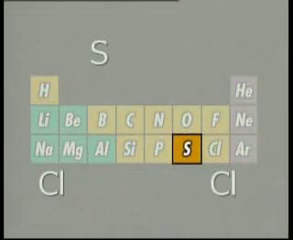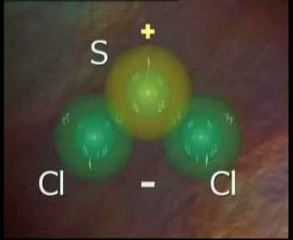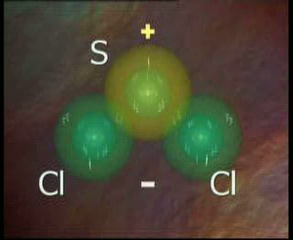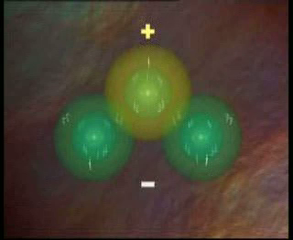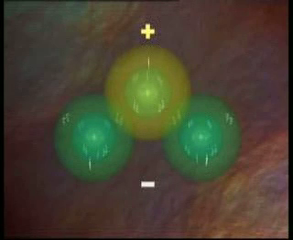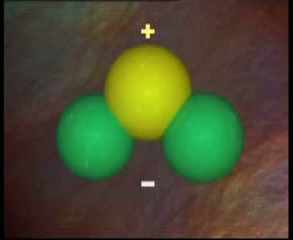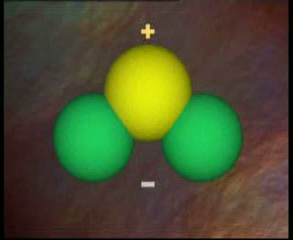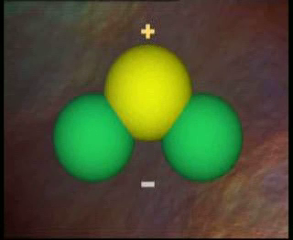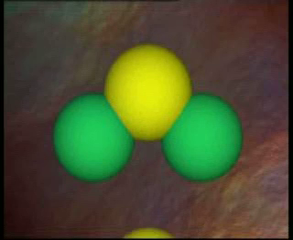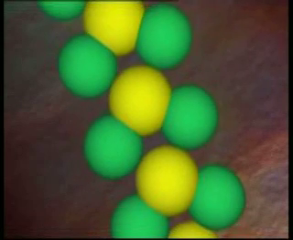Sulfur would like 2 more electrons, so shares the electrons with chlorine. However, chlorine attracts electrons more strongly than sulfur, so the electrons will spend more time with chlorine than sulfur. There will be more charge on one side of the molecule than the other, so it has electrostatic poles. It is a polar molecule. The molecules will now have a weak attraction for each other and liquefy, producing an oily liquid rather than a gas.